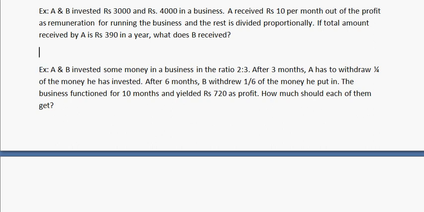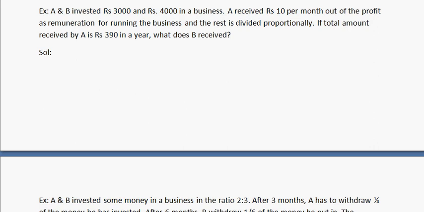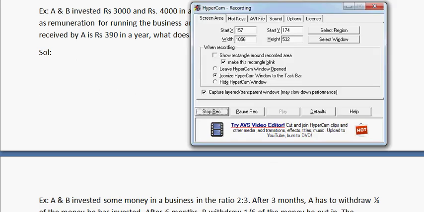A and B invested rupees 3,000 and 4,000 in a business. A received rupees 10 per month out of the profit as remuneration for running the business, and the rest is divided proportionally. If the total amount received by A is 390 in a year, what does B receive? I'll give you just 2 minutes to solve this question. This is a very basic application of ratio and proportion. Just try and solve this in 2 minutes.